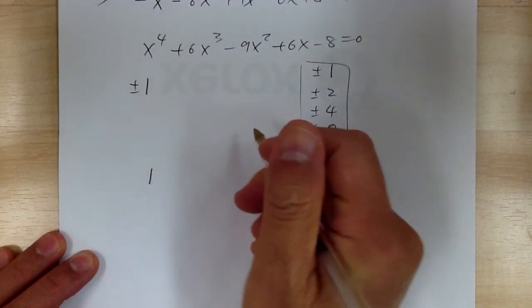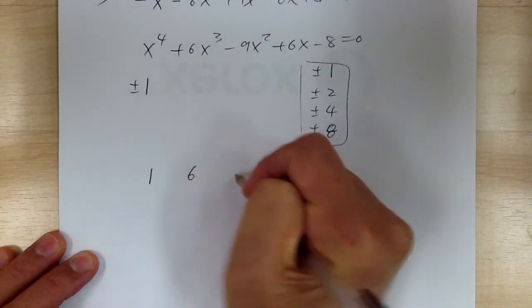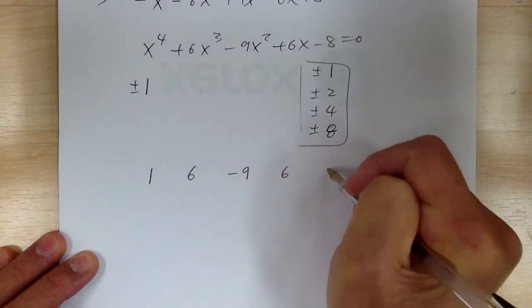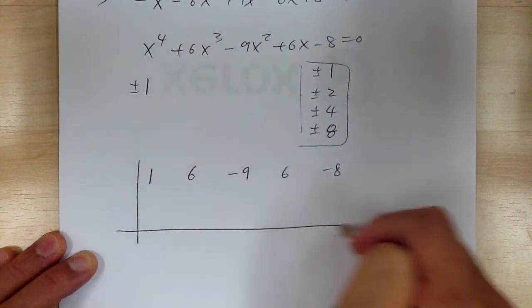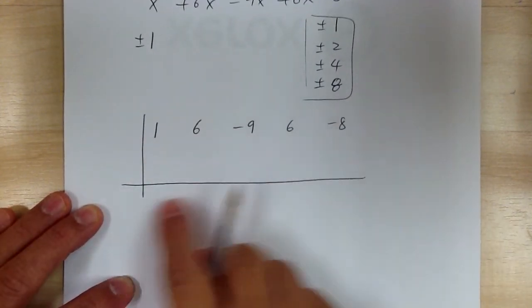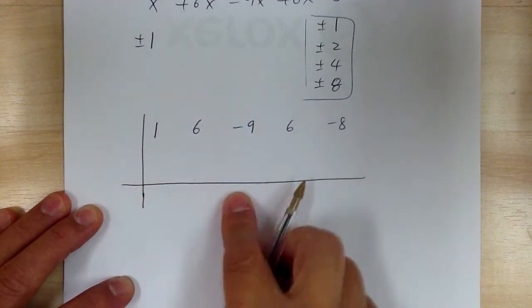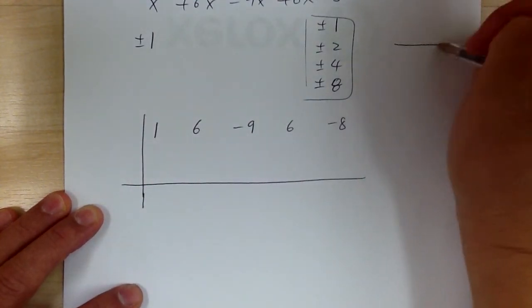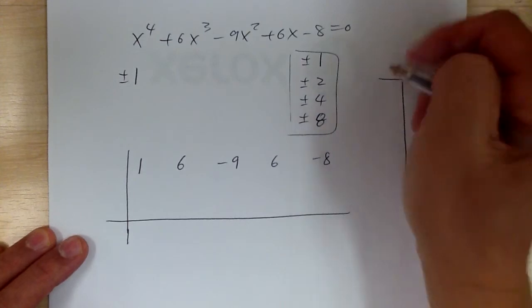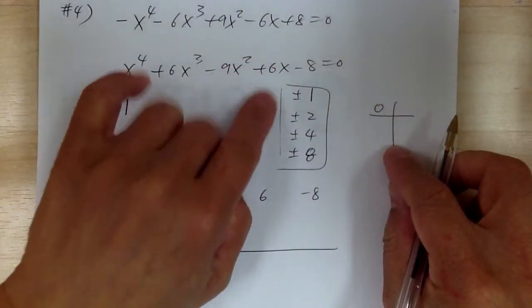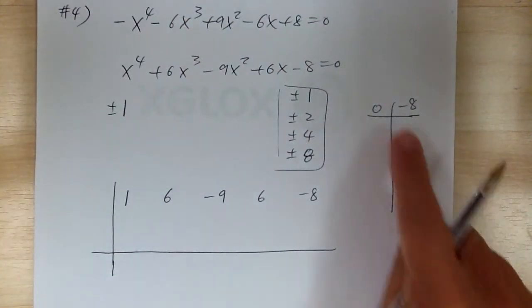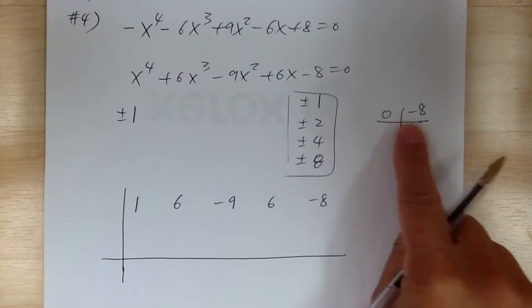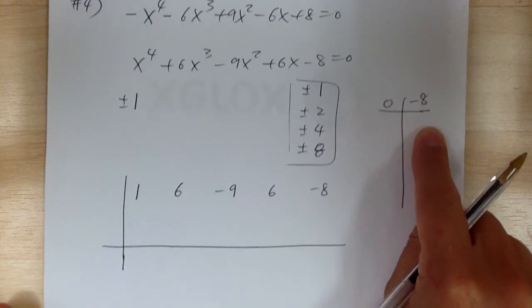So let's go and get our synthetic division. So 1, 6, negative 9, 6, negative 8. Okay. Again, remember, use a pen for this, and you can use pencil over here so you can erase. But you have to keep track. You have to make a table, right? But the first one is always 0. If you try 0, you substitute 0, you're going to get negative 8. Okay? So that one is like a clue, so you can use that as a comparison.